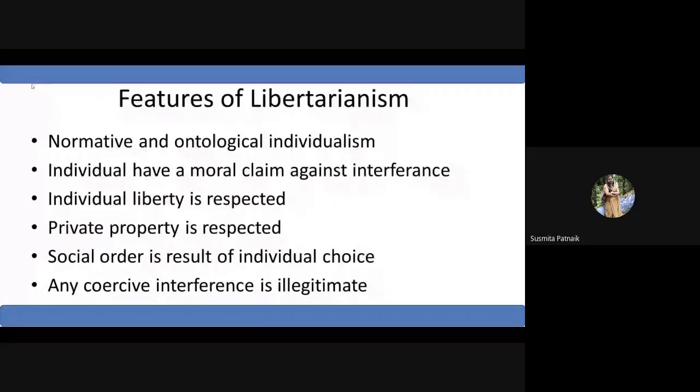So what are the main features of libertarianism? The first one is called normative and ontological individualism. The second one is that individuals have a moral claim against interference. What do you mean by normative and ontological individualism? It says that each individual has a separate value. Ontologically, each individual is a site of value and bearer of rights, but the same is not true for groups.